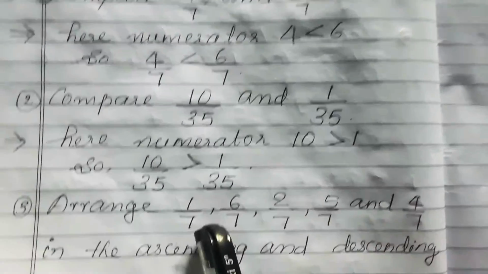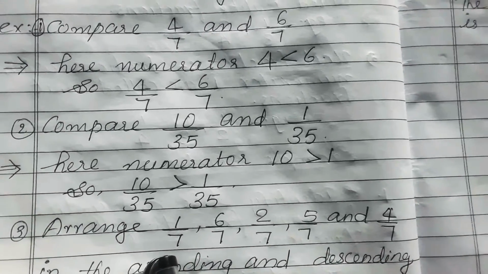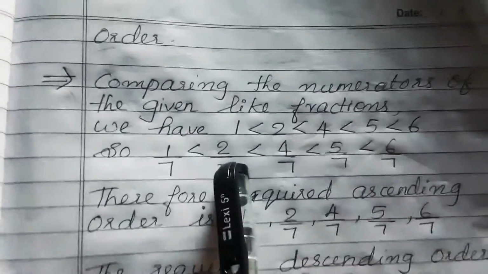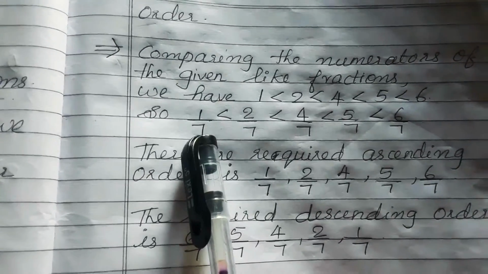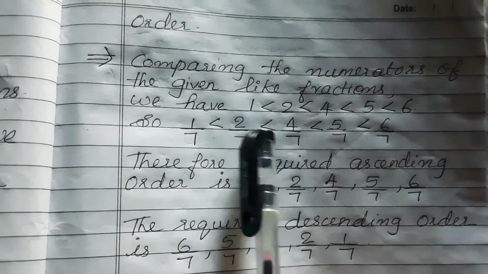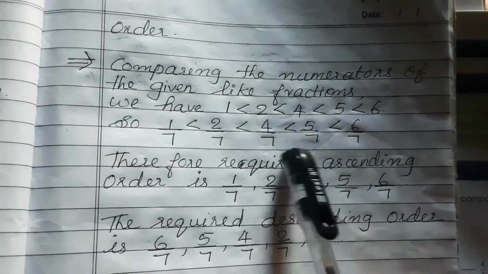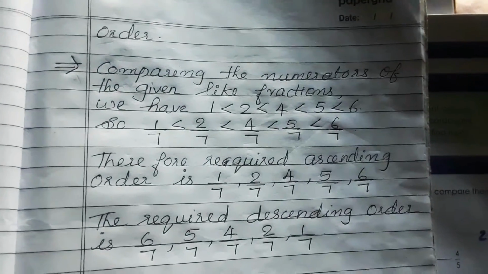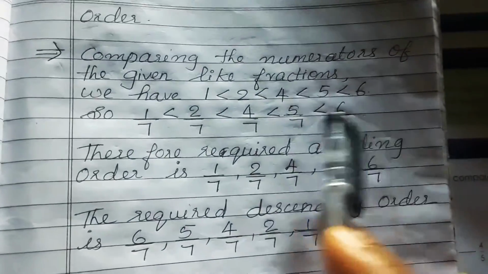Here we have 1, 2, 4, 5, 6. 1 is the smallest one, so we write 1 by 7 in first position. 1 by 7 is the smallest and 2 by 7 is greater than 1 by 7. Then 4 by 7 is greater than 2 by 7. 5 by 7 is greater than 4 by 7, and 6 by 7 is greater than 5 by 7. So first we can understand the fractions like this.